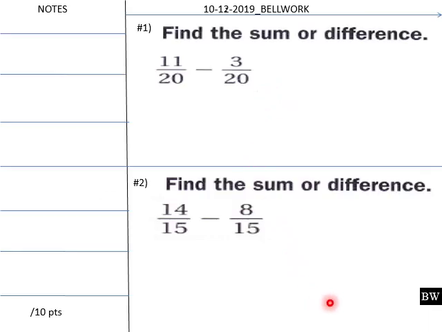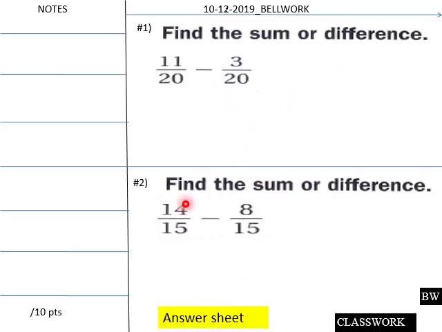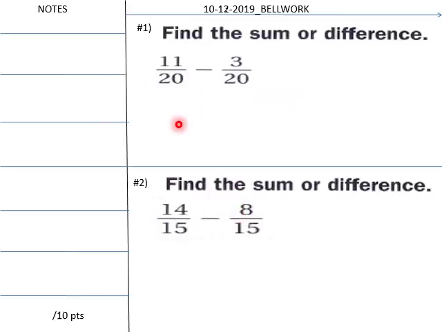And today's bell work, teachers, here it is. Students, find the sum or difference. Give your students 3 minutes.